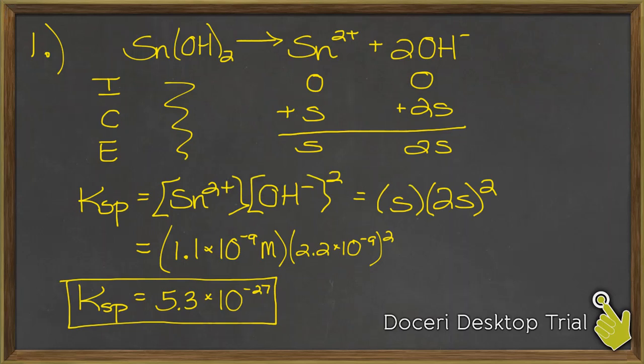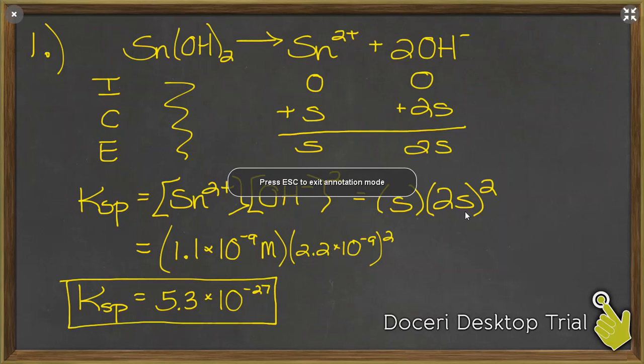All right, so I've set up my ice table, I've set up my KSP expression, and I have substituted in S and 2S. None of that should be surprising. Now, where did these numbers down here come from? Well, in the problem, they told us not the solubility value for tin hydroxide. They gave us the molarity, which you can use as solubility, for the hydroxide ion. And look, that is right here. So I substituted the number that they gave us right there, because they told me the hydroxide concentration.